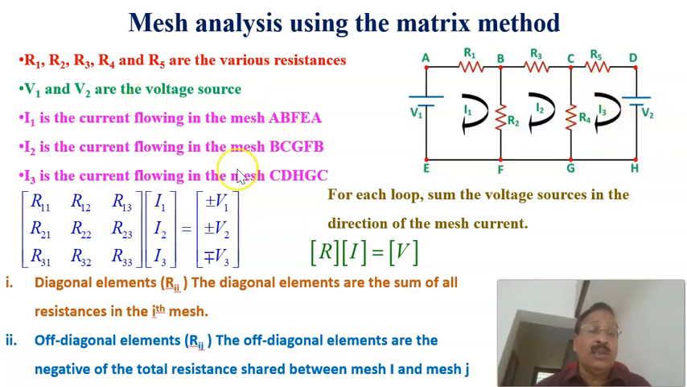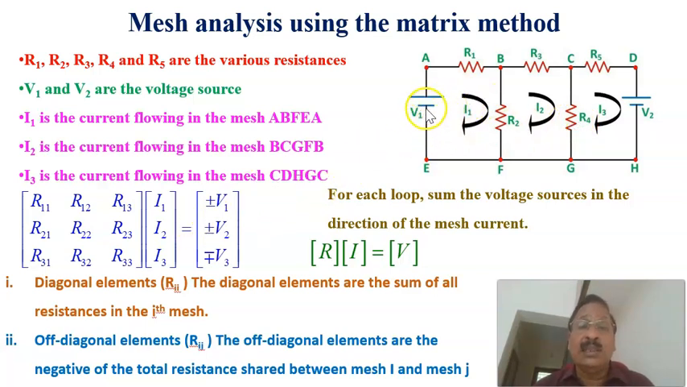And we can write, as we have already seen, the matrix equation, a square matrix. Since there are three meshes, it is a 3 by 3 square matrix, in which the first element is the first row, first column, R11, then R12, R13, R21, R22, R23, R31, R32, and R33. That multiplies the column vector of mesh currents I1, I2, and I3, and equals the voltage column vector, which is the sum of the voltages in each mesh.